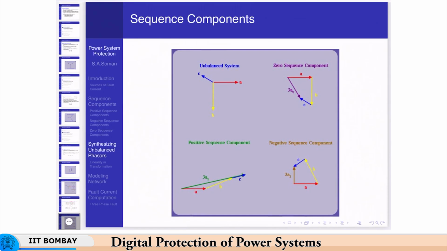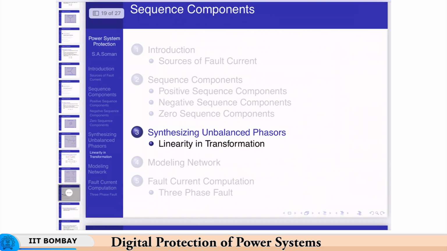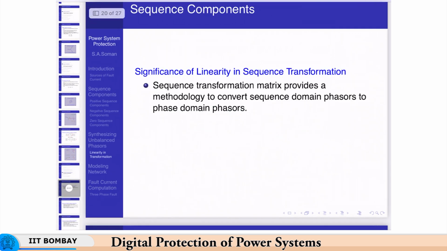You can see that from an unbalanced system, we are getting the sequence components out. The factor of 3 is there because, as we said, the columns are orthogonal, but not orthonormal to each other. So, A, B and C combined give you the positive sequence component, the negative sequence component here in the bottom right corner, and also the 0 sequence component. So, as we discussed, the transformation is linear, and it provides us a method to convert sequence domain phasors to phase domain.